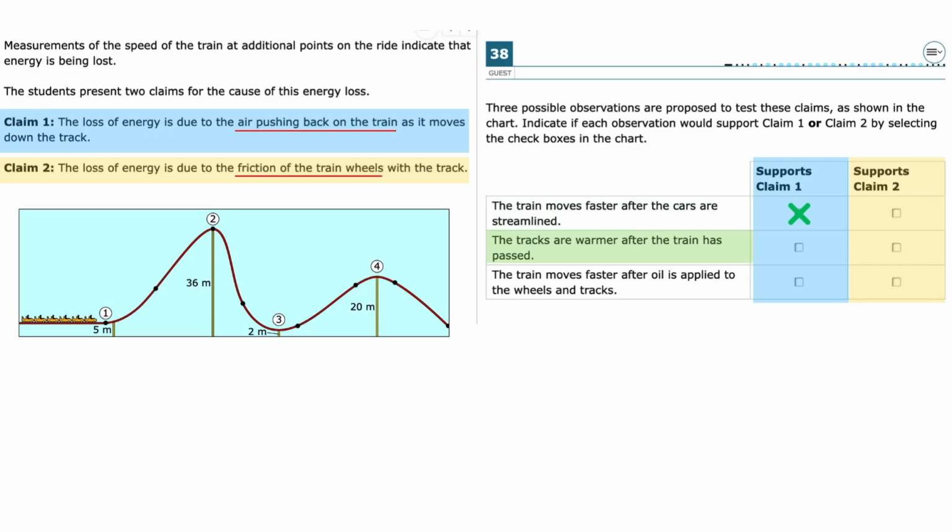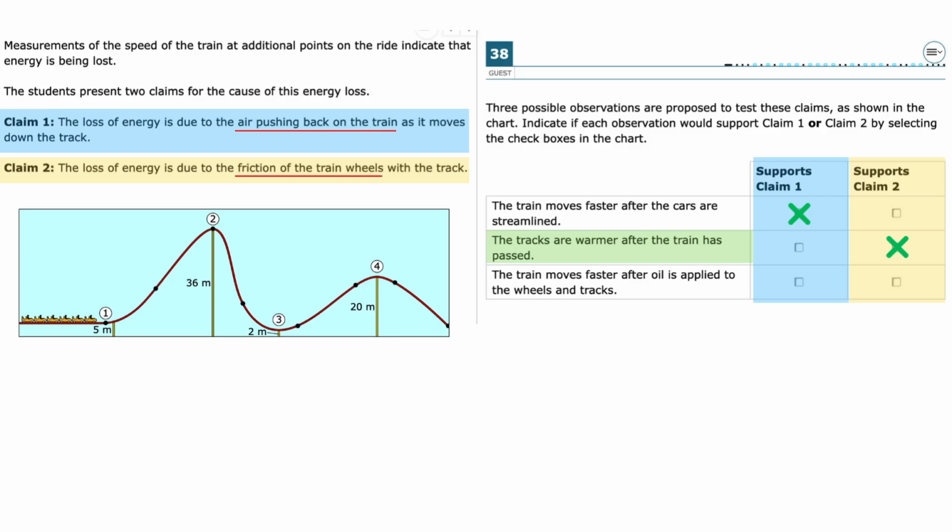The second observation is, the tracks are warmer after the train has passed. This supports Claim 2 because heat is a common result of friction. If the track is warming up, that means friction between the wheels and track is turning mechanical energy into heat, which supports the idea that friction is causing energy loss.